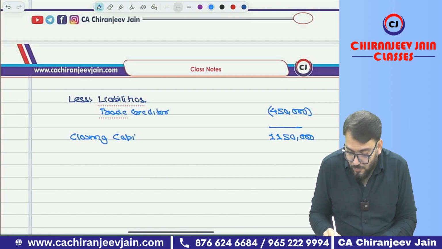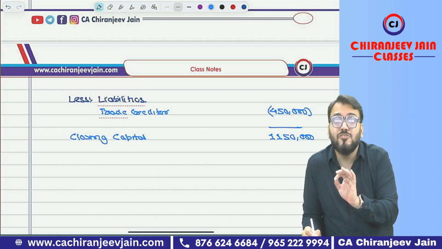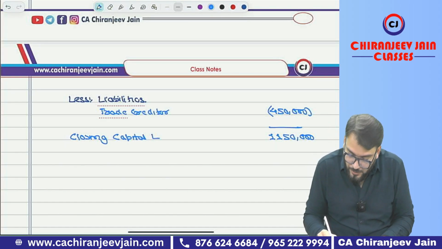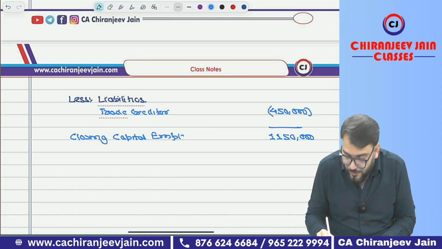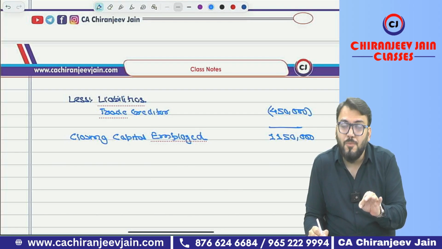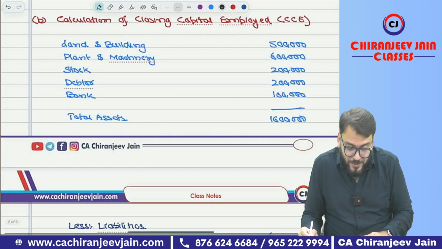This becomes closing capital employed. So why are you calling it closing? Because you can see these are the assets and liabilities as on year end, and therefore we are calling it closing capital employed. Okay, sir. And why are we not calculating average capital employed? Because the question says the numerator and denominator are based on closing capital employed. Okay, sir. Now we need to find out goodwill.